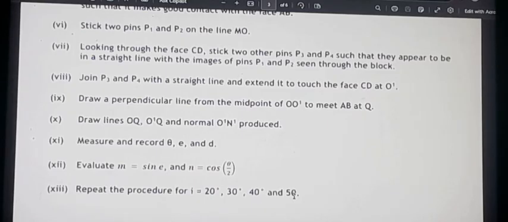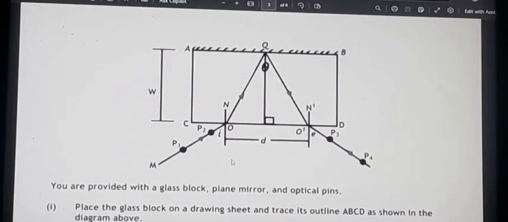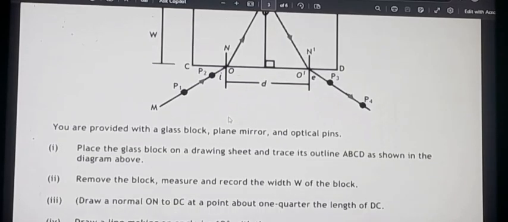So what I'm going to do, I'm going to draw a table of what is required. So this is OQ and this is O'Q. So we have to draw these two lines. So just hold on as we carry out the experiment. I'm going to follow the procedure as it is right from here.